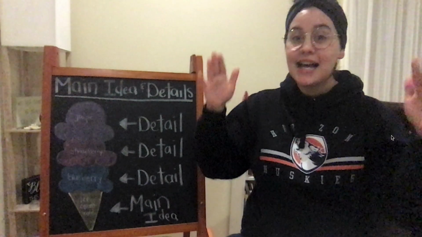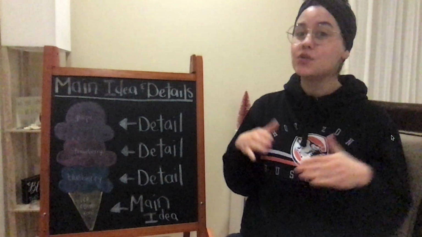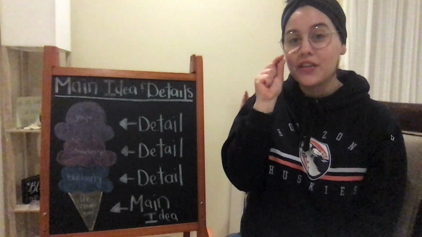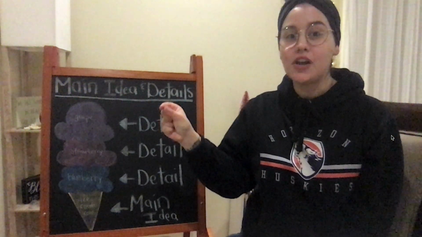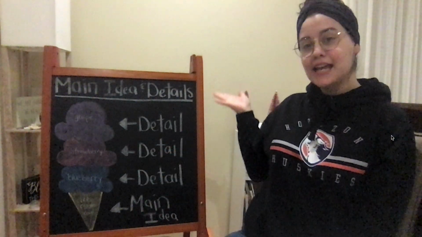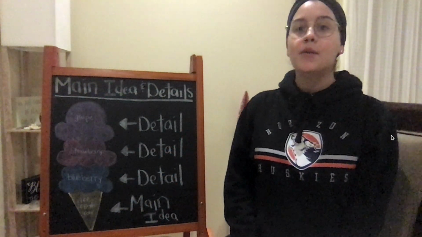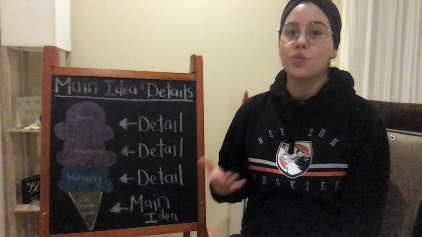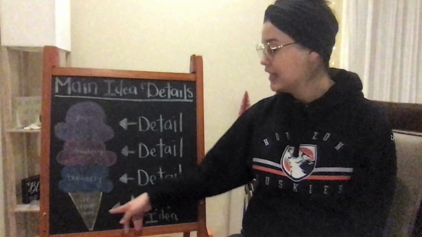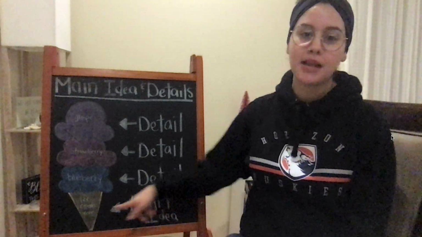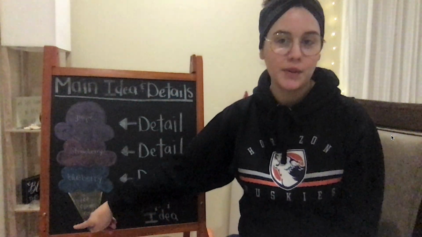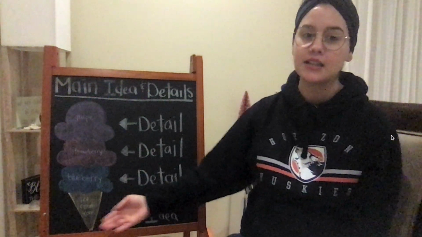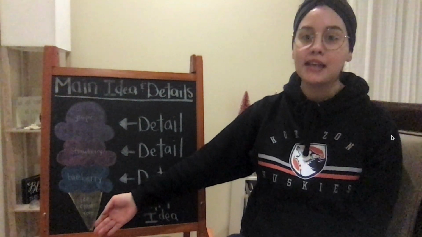Remember, main idea is the big idea. It's what the story is about, what the passage is about. And the details are the little tiny things that happen along the way. So I have my handy dandy chalkboard with a visual here. So we see that the main idea is what's happening. What is this? It's an ice cream cone. That's my main idea. So right here we have a picture, and what is my picture about? It's an ice cream cone. So the ice cream cone is the main idea.